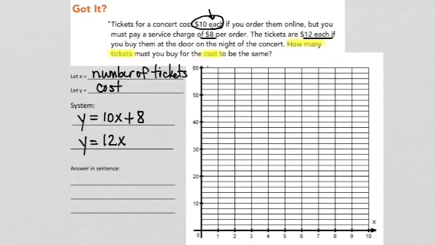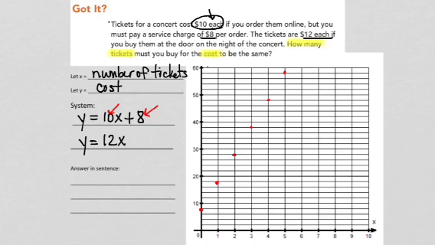And now I'm ready to graph those equations. The first equation has a y-intercept of 8. So I'm going to put my y-intercept at 8. And then my slope is up 10 over 1. So I have it there, and there, and there. And I continue that pattern, up 10 over 1. So that's the cost of tickets if I order them online.